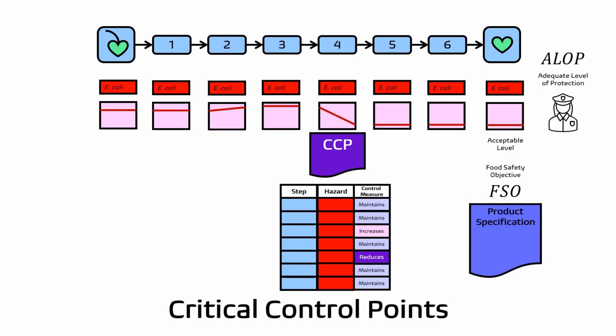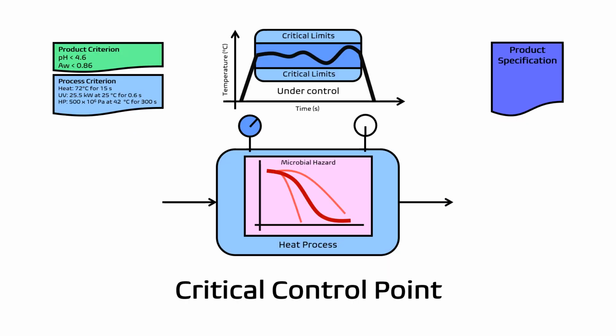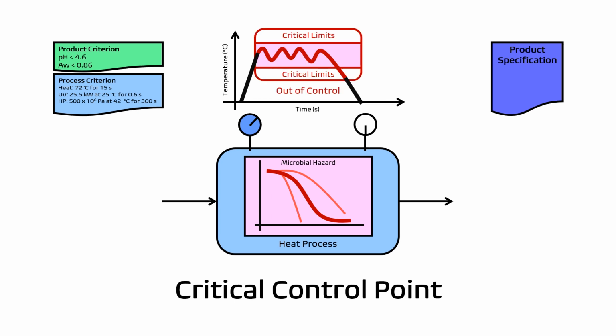4 of the 7 principles of HACCP are about critical control points, or CCPs. These points are critical to control because they are implemented to reduce food safety hazards to acceptable levels. The 3rd and 4th principles are related to monitoring critical limits. The conditions for keeping the process under control are established at these steps. The 5th principle is about defining corrective actions for deviations from critical limits.